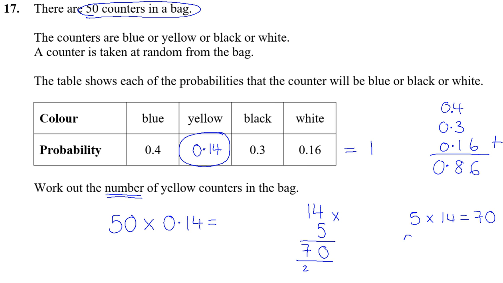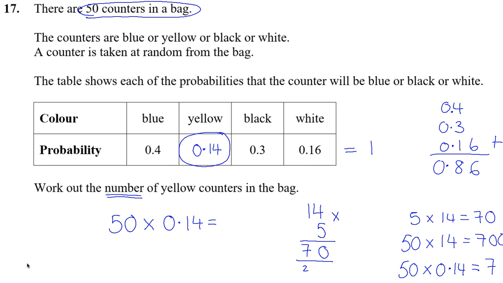Then I can adjust it from there. If I do 50 times 14, it's going to be 700, because the 50 is 10 times bigger than the 5. Okay? So if I then want to work out 50 times 0.14, the answer to that is going to be 7.